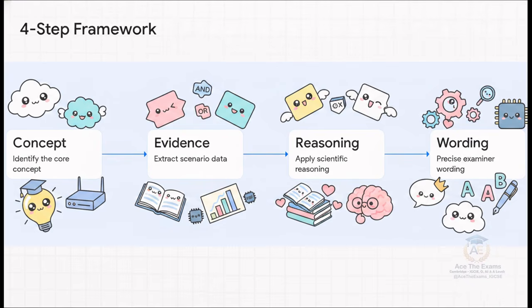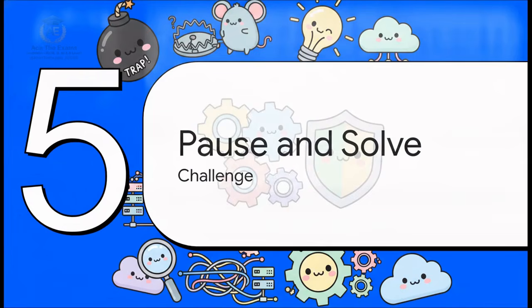Step 1. Identify the concept. Step 2, extract evidence or data directly from the scenario. Step 3, apply scientific reasoning to connect the two together. And finally, Step 4, lock it in with precise examiner wording. If you follow this exact structure, you guarantee yourself maximum marks because you are handing the examiner exactly what their mark scheme demands. All right, Section 5, Pause and Solve Challenge.